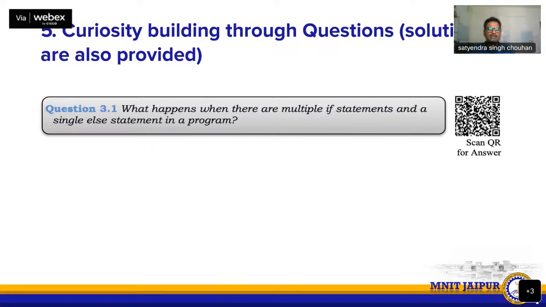And for each question a solution is also given. For the solution, QR codes were provided in the book, so that a student can go through the QR code and find out the answers of the questions given in the book.